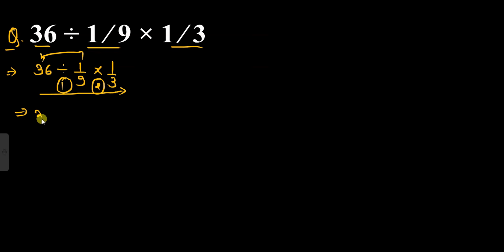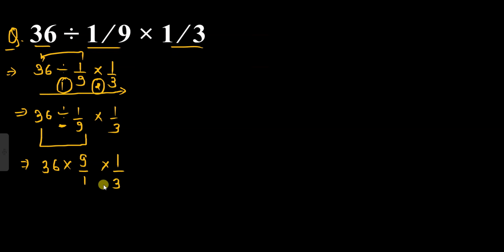Now, let's solve this segment. 36 divided by 1/9 times 1/3. To solve this, we'll replace division with multiplication and reverse 1/9. So, rewriting it, we'll change division to multiplication and write 1/9 as 9/1 times 1/3. By 3, 9 will be divided by 3, right?